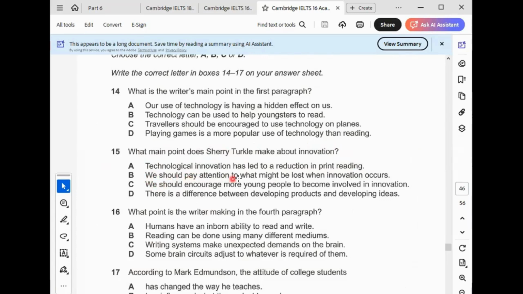We should pay attention to what might be lost. We should confront it. Yes, option B. We should confront it. Pay attention to it. Don't throw it off. You understand? Option B is a very good one.